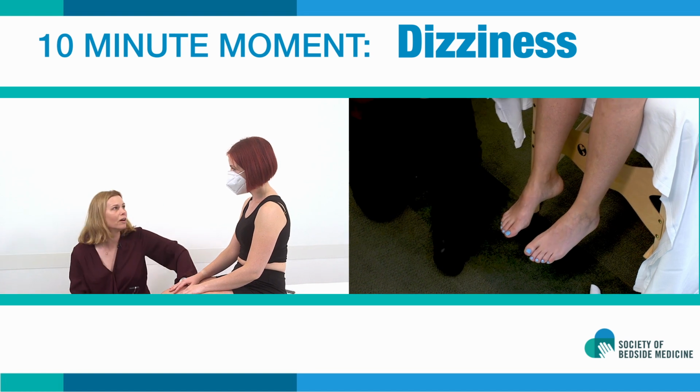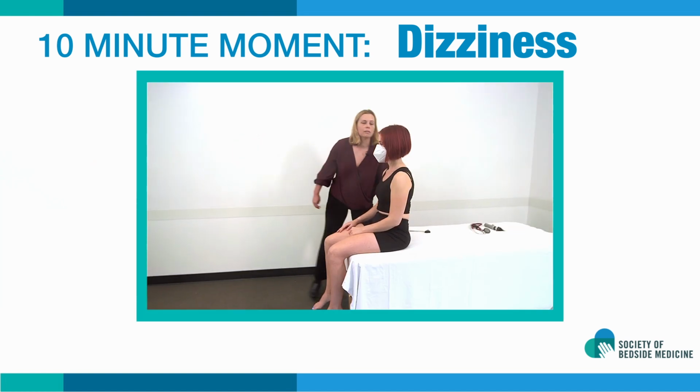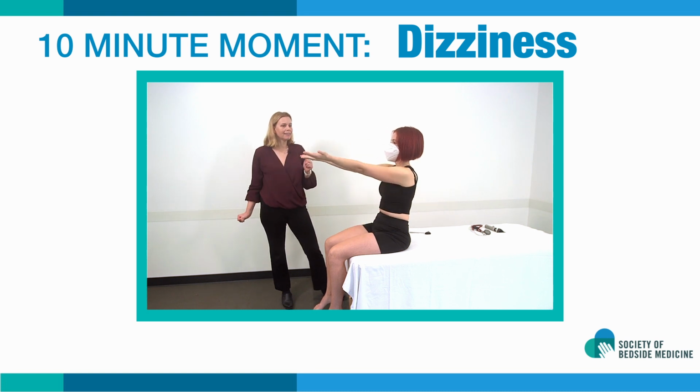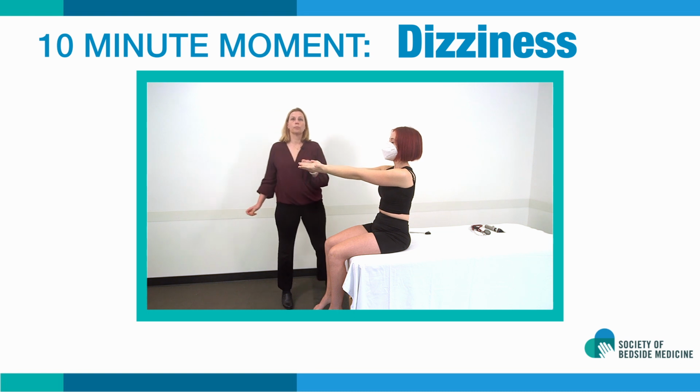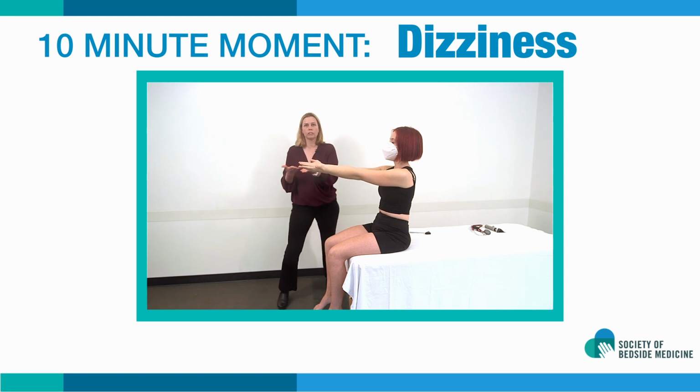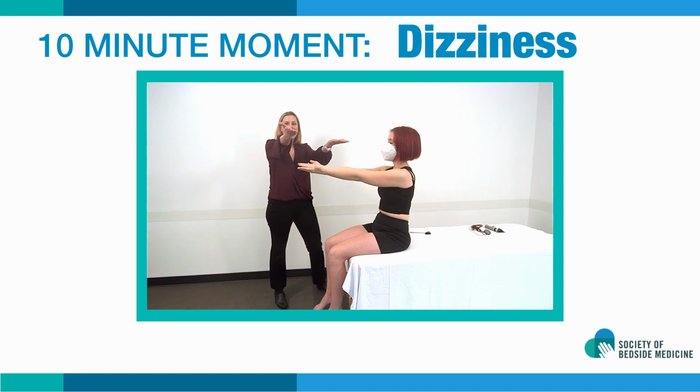And your reflexes are wonderful. Now, let's move on to strength. Can you please hold your arms out like that, like you're carrying a pizza box, and close your eyes? This is called the pronator drift and tests for upper extremity strength. A patient who has upper extremity weakness, you would see the hand pronate and fall down.